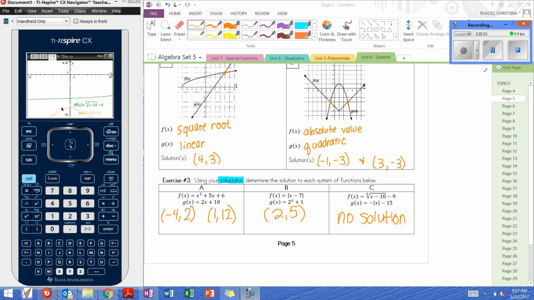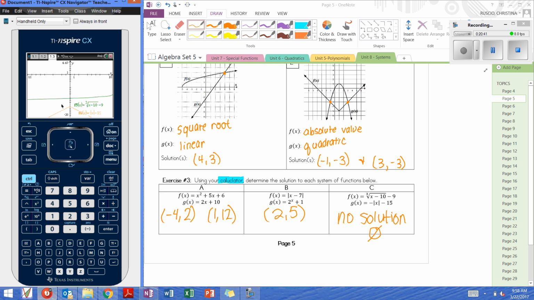So the answer to part C would be no solution. You could have also said the empty set. And it's not no solution because when you initially graphed it, you didn't see a graph appear. What I actually had to do was change the window of my function to see that indeed these functions will never intersect. So no matter where I click and drag this to, the functions will never ever meet or cross, therefore no solution.